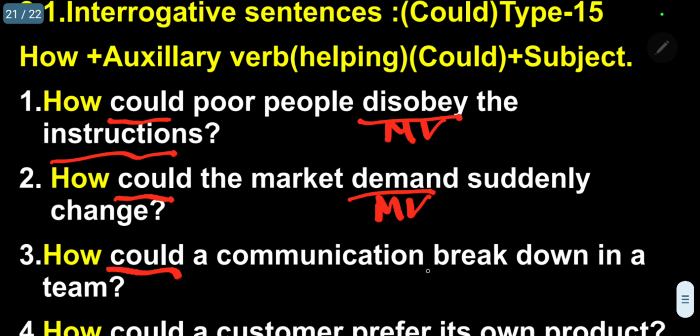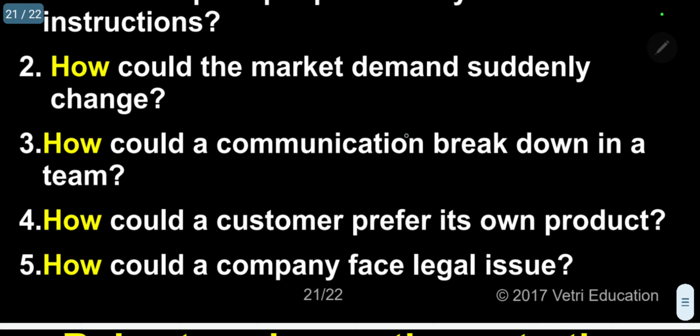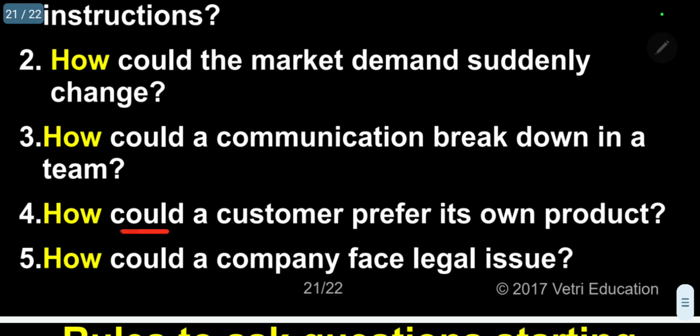How could a communication break down in a team? Break, main verb; could, auxiliary. The next one: how could a customer prefer its own product? Prefer, main verb; could, auxiliary. How could a company face legal issue? Face, main verb; could, auxiliary.